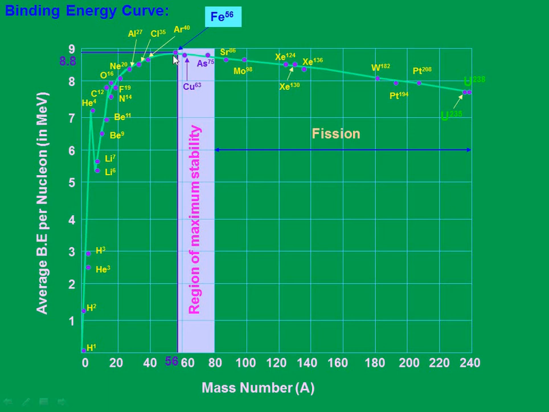In order to attain stability, it will go for fission. Anyway, at the end of the topic we can discuss. So as the nuclei are unstable beyond this region, this is the region of maximum stability. So beyond that, all these will go for fission. They are all unstable nuclei, hence in order to attain stability they will go for the fission process.